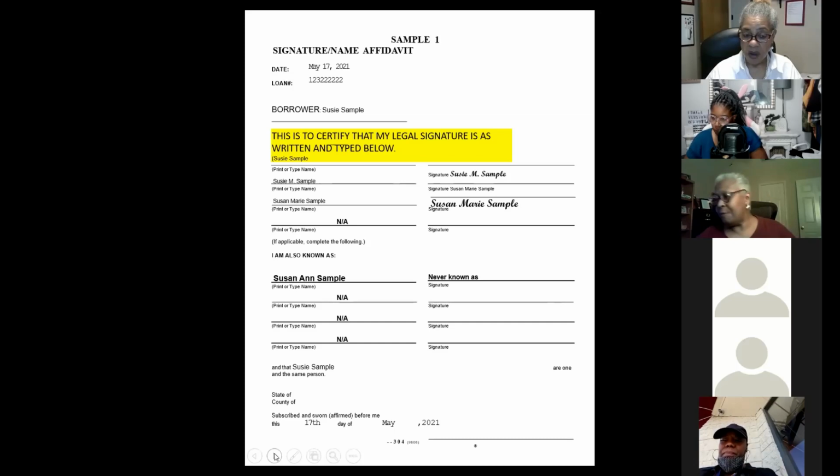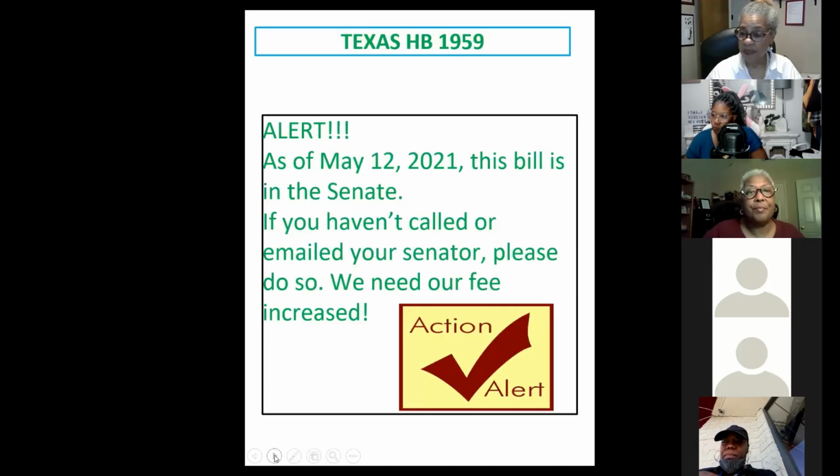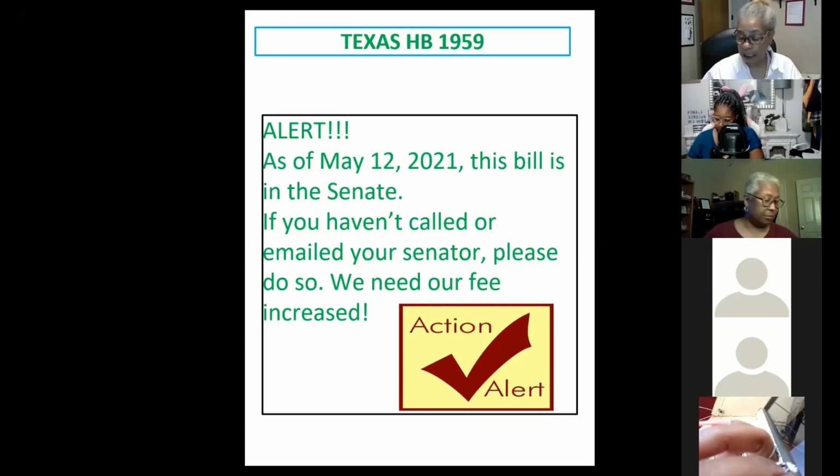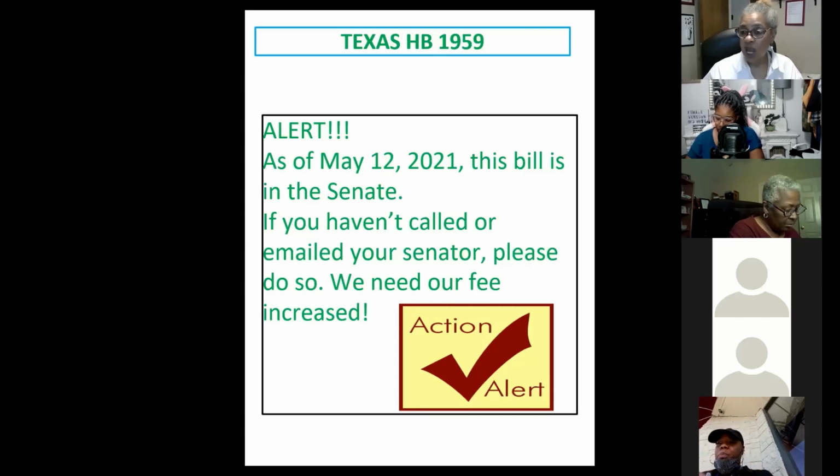No? All right. Well, guess what? That concludes the signature name affidavit. We're just going to roll right on to House Bill 1959. And you see it says alert. So House Bill 1959, for those of you who don't know, is where we are asking for an increase for our notary fees and to be allowed to add an identifying number, like the driver's license number, in our journals. So we were in Austin last month, and it went through the House of Representatives.